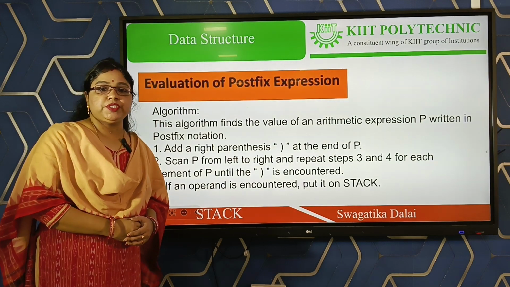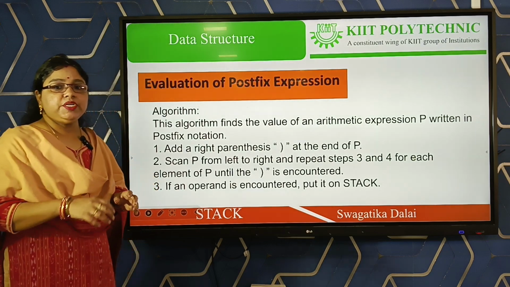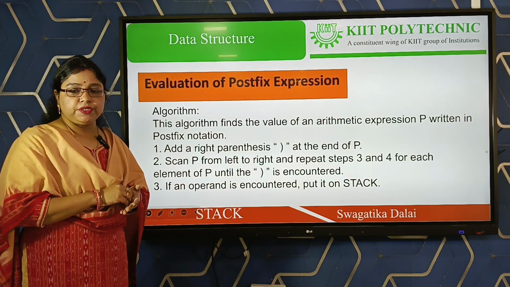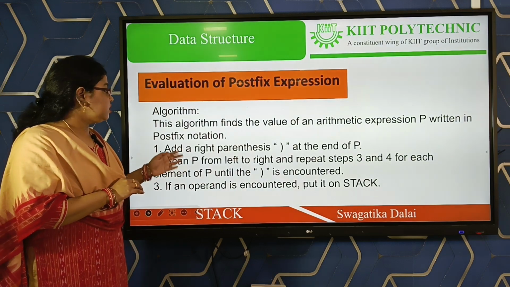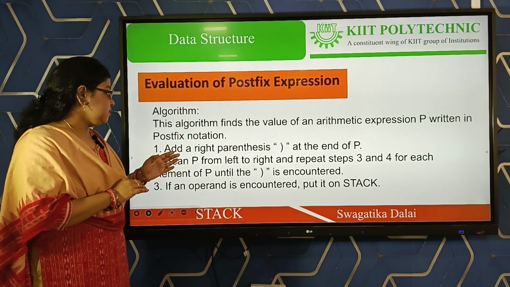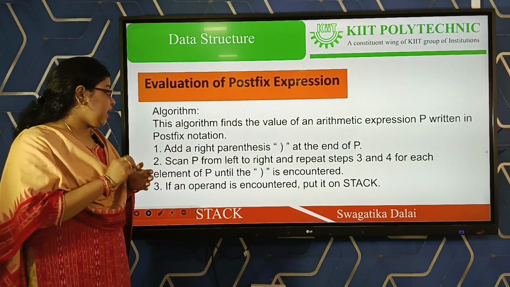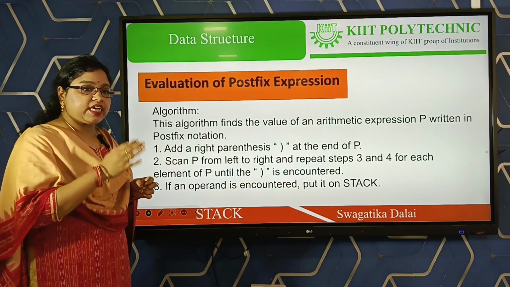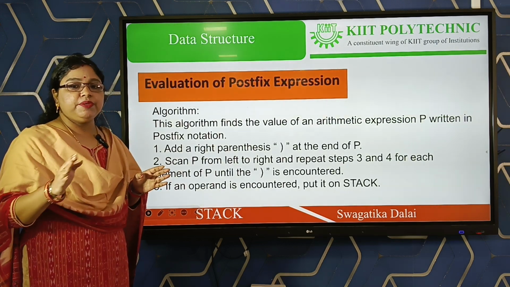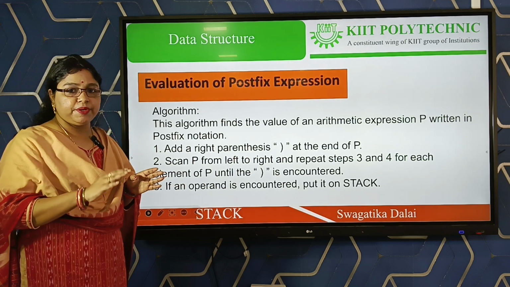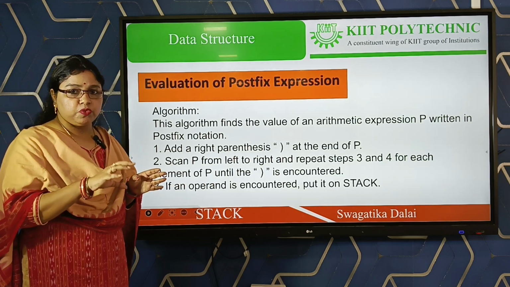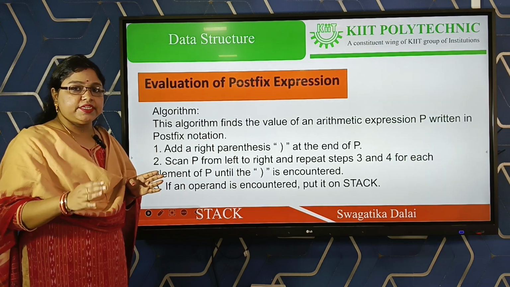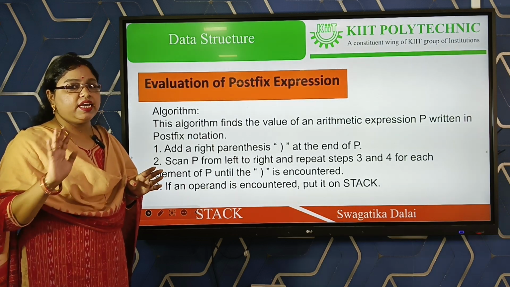Then, the evaluation of postfix expression. In this video I am going to discuss the evaluation of a postfix expression using a stack. For this, the algorithm is: first, I have to add a right parenthesis at the end of P. Then scan P from left to right, meaning all the symbols present in the postfix expression are scanned from left to right until the right parenthesis is encountered.